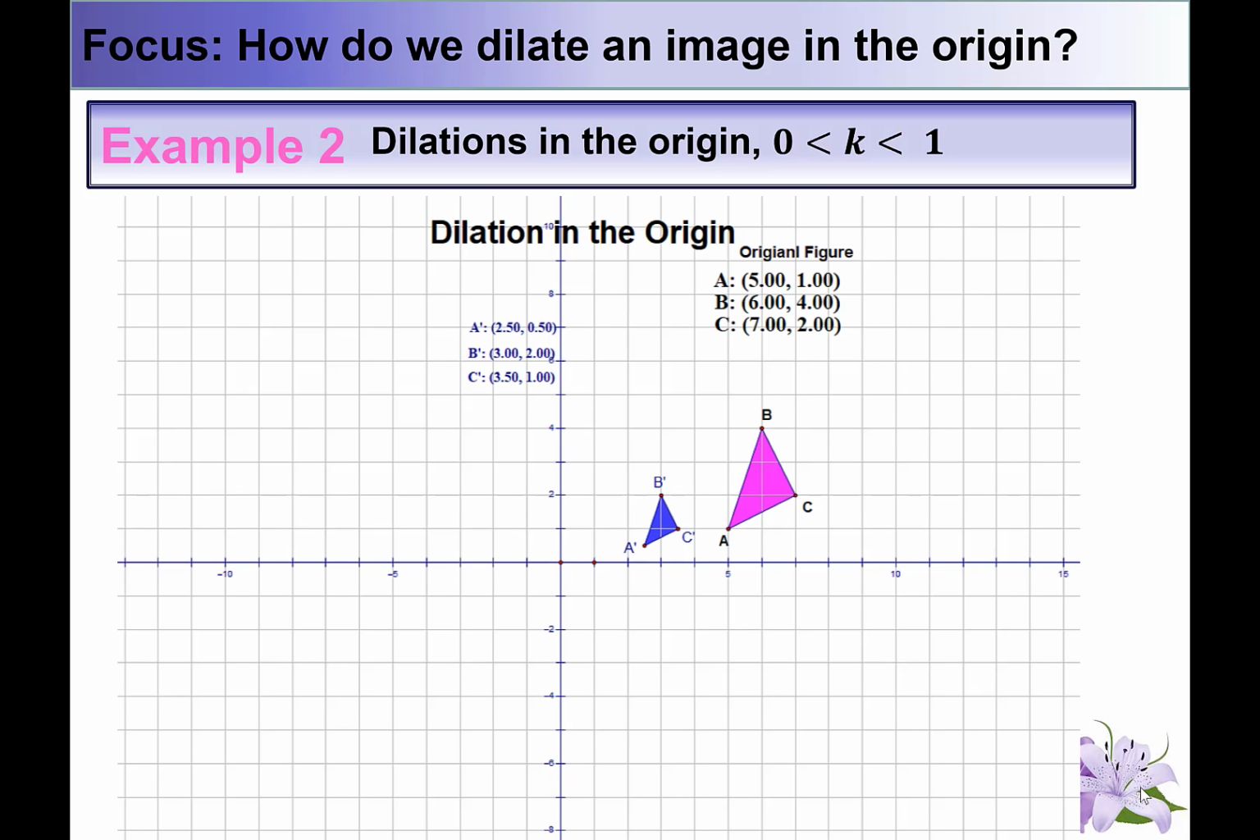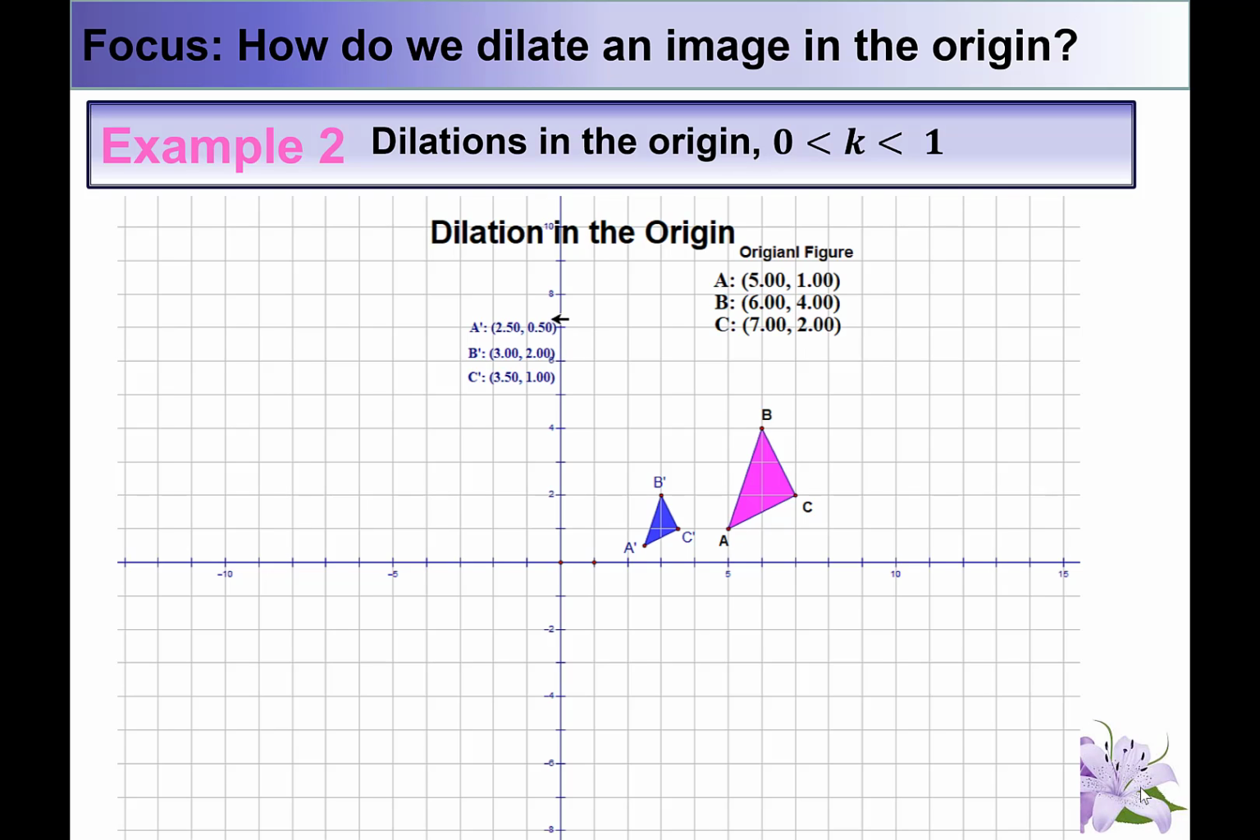Now we're looking at a dilation with a scale factor greater than 0 but less than 1. What happened to the triangle this time? Hopefully you said it got smaller. Because when we multiply by a scale factor that's greater than 0 but less than 1, the image is going to decrease in size.